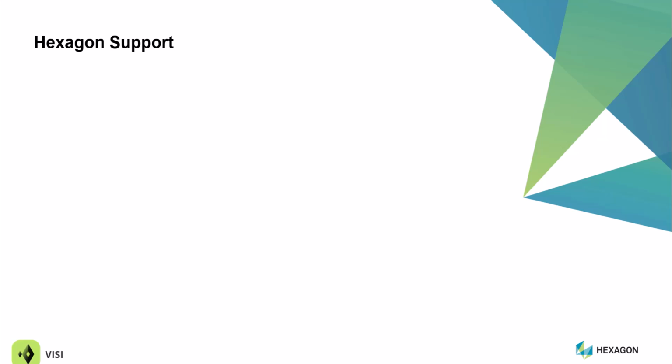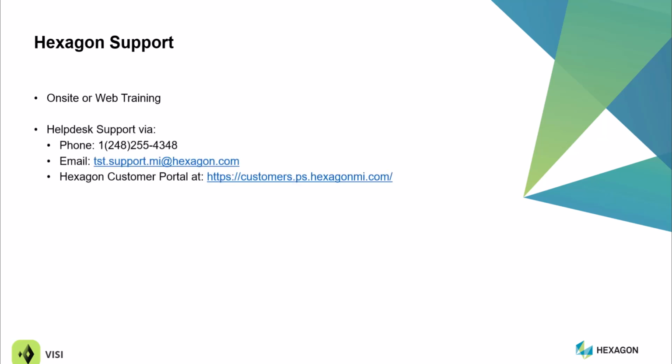So first of all, let's talk about our support team. We offer on-site and web training. Our help desk line is 248-255-4348, and you can reach us by email at tst.support.mi@hexagon.com. You can also join us on the Hexagon customer portal. This is a way that you can submit cases, track your cases, upload your licenses, and so on.